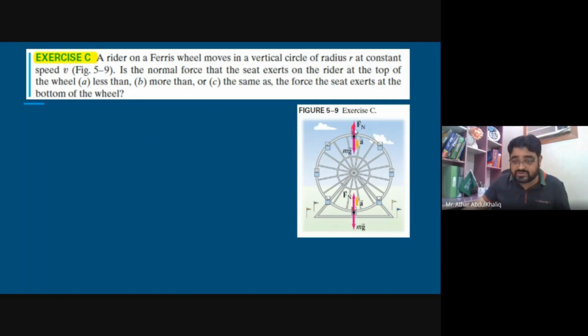You know, when you are sitting on the seat, weight is acting downward, and the normal reaction of the seat is upward. So this normal force at the top is more, less, or equal to this normal force at the bottom? What will you say? Where is the normal force more, at the top or the bottom? As it's going down, the force increases. So more force is at the bottom as compared to the top. So your answer is response A. At the top, it is less than the bottom.